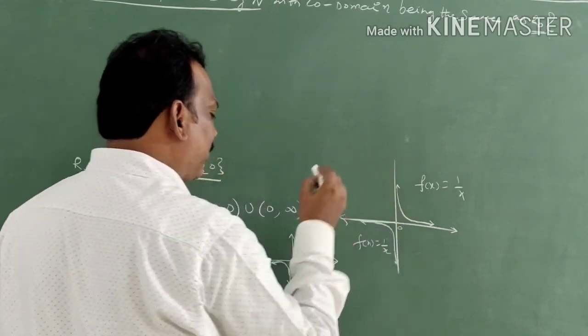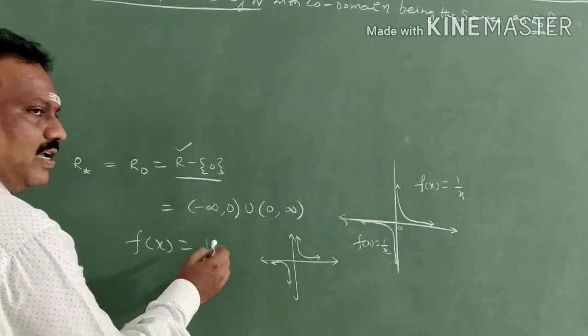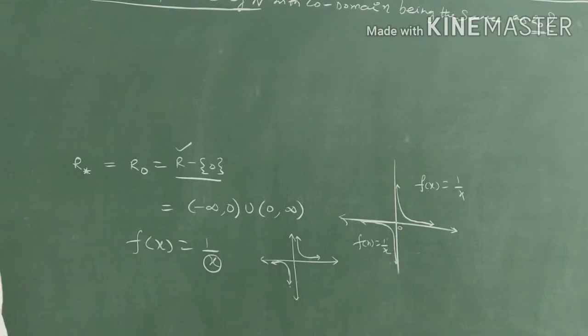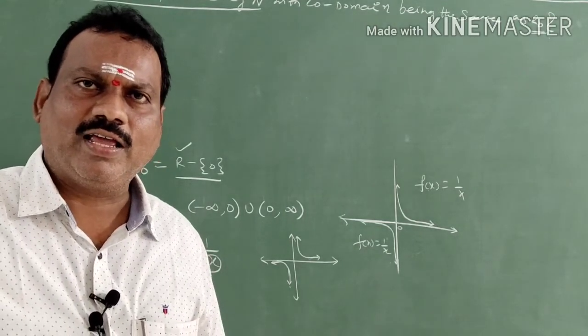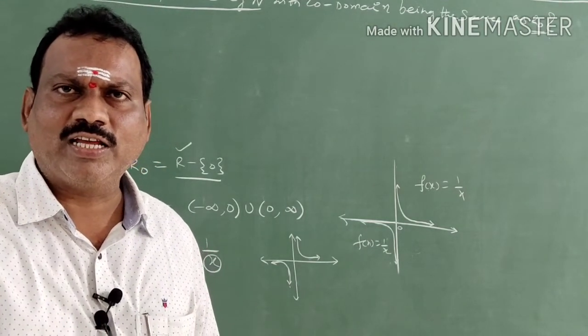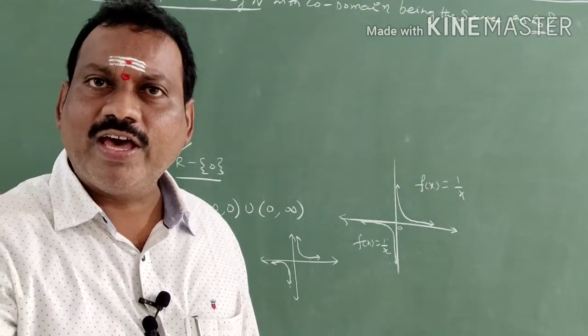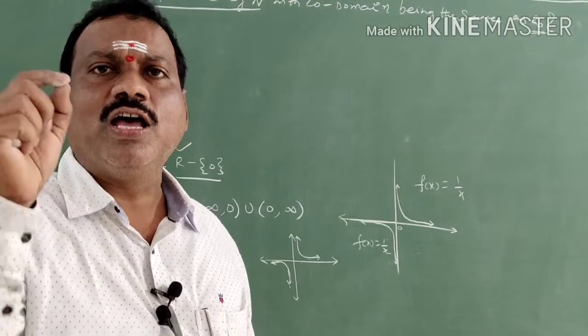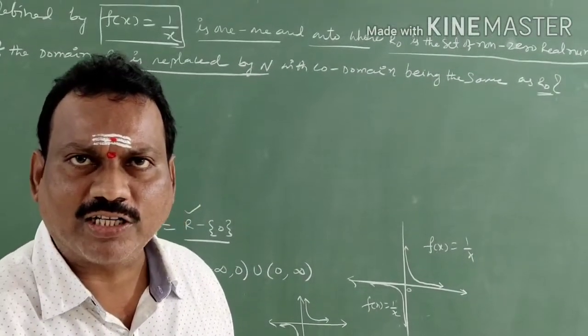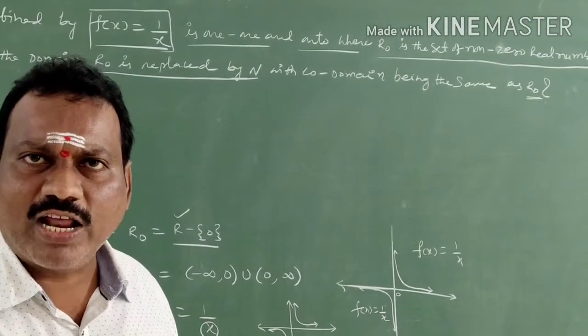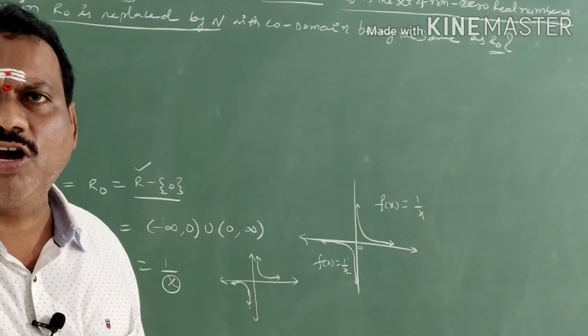Why? Because if you take 0 here, it is a rational function. You know what is meant by a rational function. F and g are two functions. A function can be expressed in the form f of x by g of x, where g of x is not equal to 0. Such functions are called rational functions. A rational function exists only for a non-zero denominator.